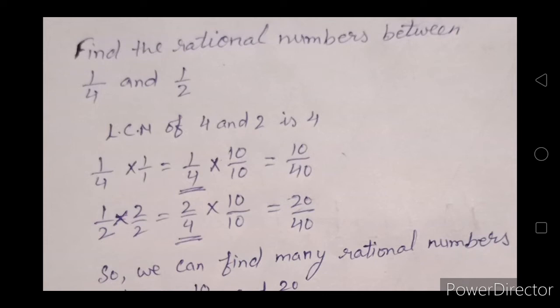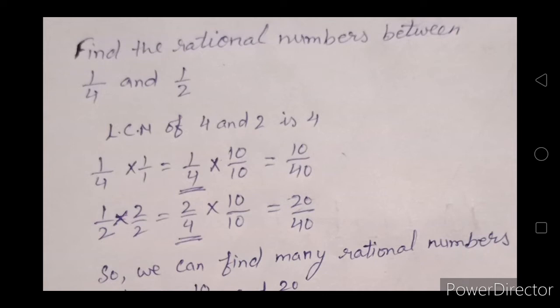Now 1 by 4 and 1 by 2 are there. First of all we will take the LCM of the denominators 4 and 2, that is 4. The denominator is already 4, so we need not multiply by any bigger number, only by 1, or you can write it as it is. And 1 by 2 will be multiplied by 2, so numerator and denominator both will be multiplied by 2 and it will be 2 by 4. But here, between 1 by 4 and 2 by 4, we cannot see any number. In between 1 and 2 there is no whole number.